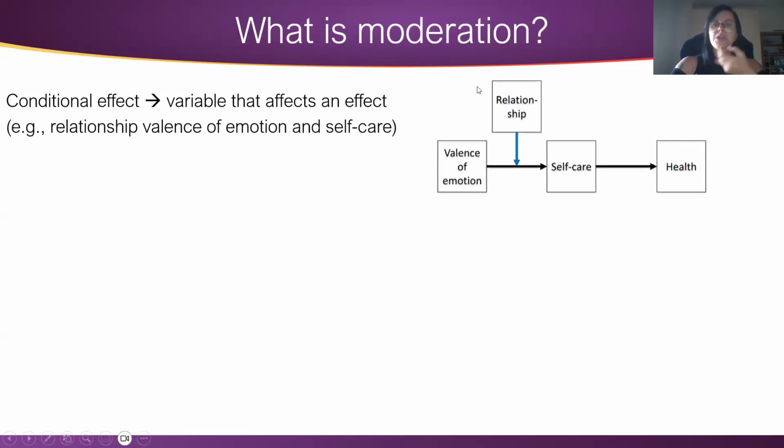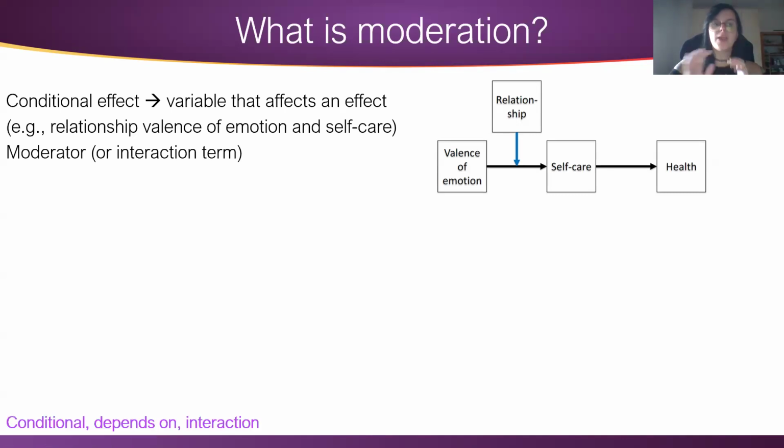An example would be here, valence of emotion, effect on self-care, so the relationship there will be dependent on the variable relationship. So basically, the variable relationship is affecting an effect. So it's affecting a relationship. And this variable relationship is going to be called the moderator. So what is happening is a moderation, and relationship is the moderator or interaction term.